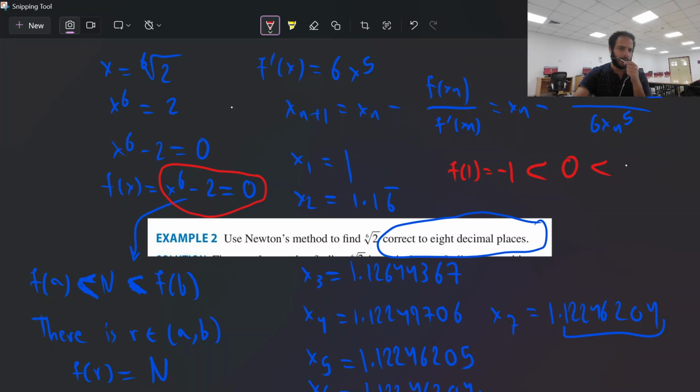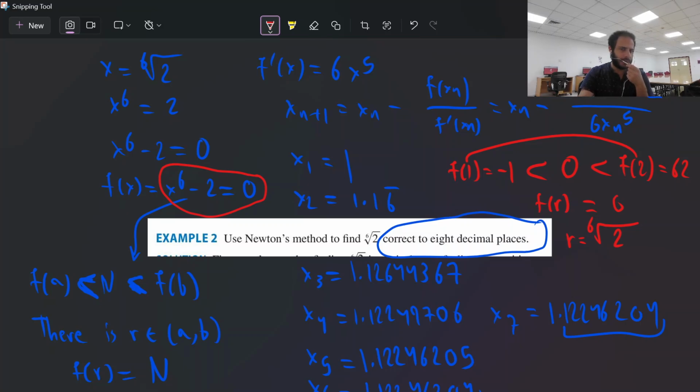Then here, the other one. Substitute 2, for example. f(2) equals what? 2 to the 6 minus 2. You get 62. So you know that there exists r such that f(r) equals 0. And we know that r equals what? The 6th root of 2. But before that, how to find x1? x1 will be between a and b. What are a and b? 1 and 2, right?